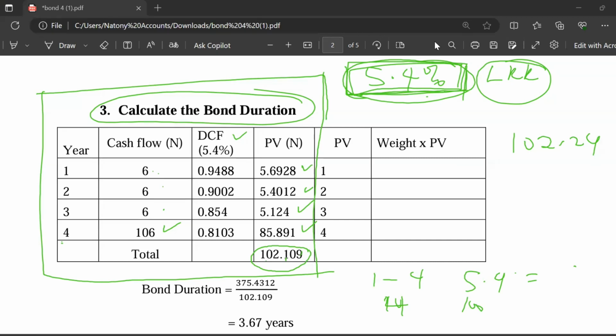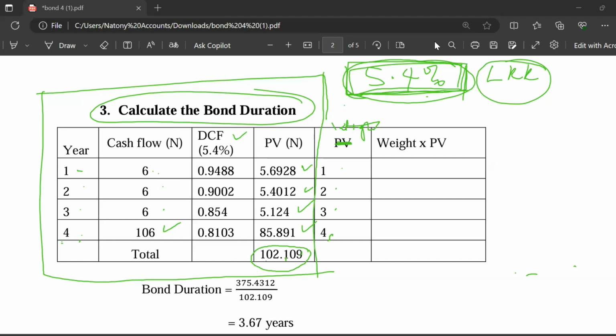Okay. But because I want to calculate the duration of the bond, I need to separate the cash flow for year one, year two, year three, and year four. So this is supposed to be the weights, sorry, here supposed to be weights, not PV. So your weights will be the year. So this year represents the weights. So for the weight for year one, you just bring your year back, year 1, 2, 3, 4. So that becomes your weights.